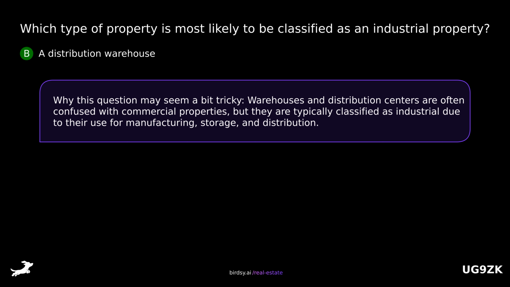Why this question may seem a bit tricky. Warehouses and distribution centers are often confused with commercial properties, but they are typically classified as industrial due to their use for manufacturing, storage, and distribution.